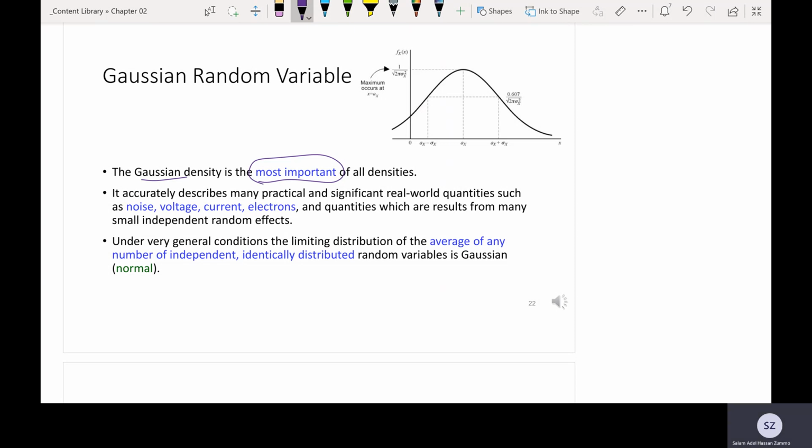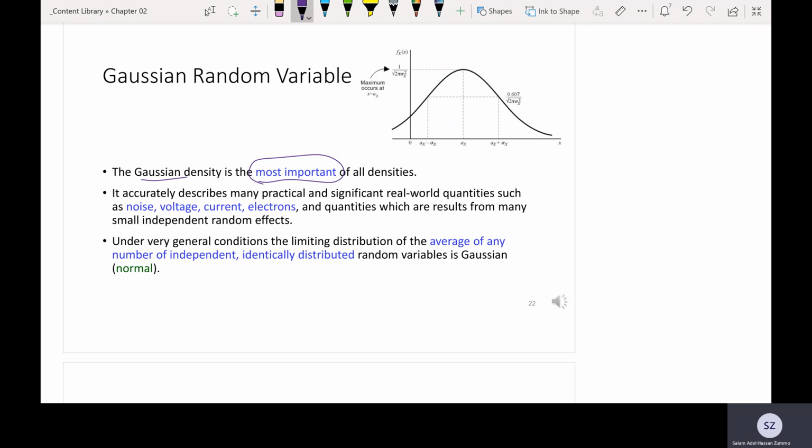So the first reason is that it describes many physical phenomena. The second, it basically uses what we call the central limit theorem. If you add many random variables together, there is a theorem that we will not discuss in this class. However, it's called the central limit theorem. It says that if I have many random variables, regardless of the distribution, and I add them together, then the resulting distribution will look like a Gaussian distribution.